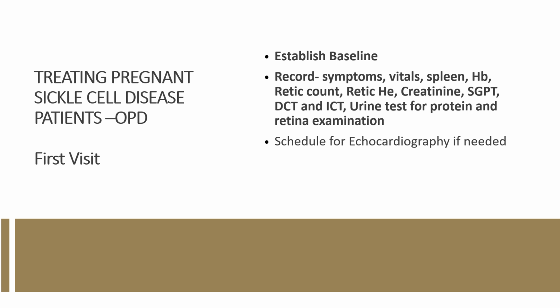Moving forward, this is to establish baseline. Guys, really focus on this aspect of the outpatient management. Establish baseline of symptoms, vitals, spleen, whether it's enlarged or not and how much it is enlarged, the baseline hemoglobin, reticulocyte count if it's available, reticulocyte HE, creatinine, SGPT, so liver functions, renal function, direct and indirect Coombs test if it's available, urine test for protein, and a retina examination. You can also schedule the patient for echocardiography if you think the patient needs it.